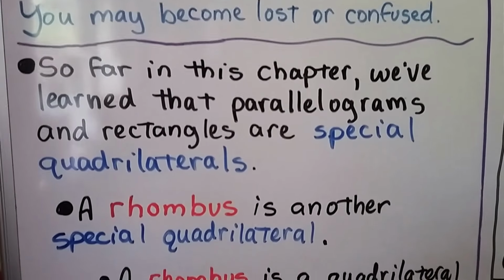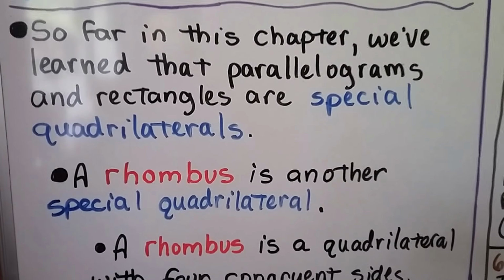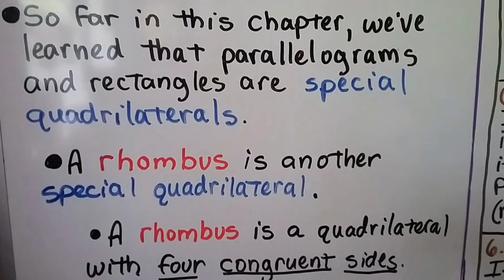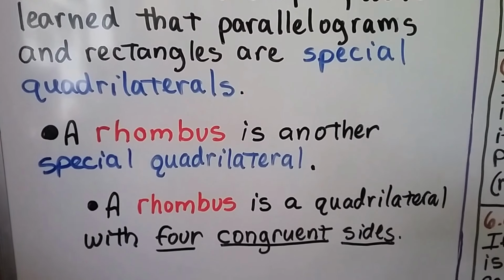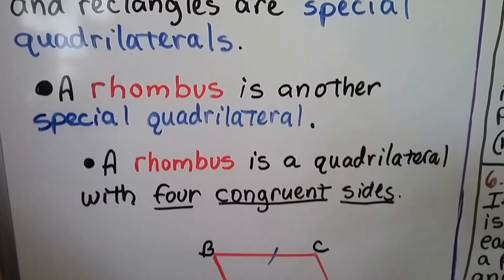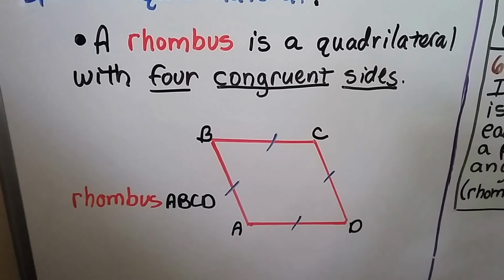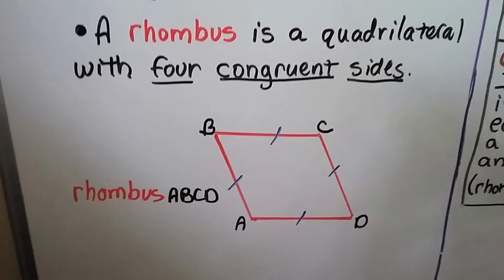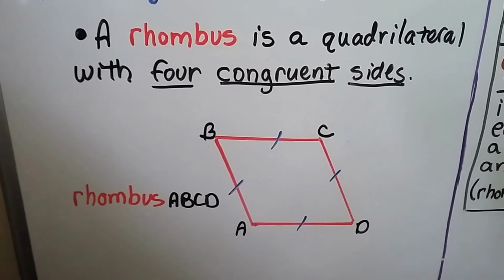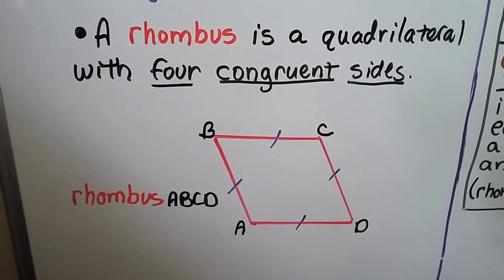Okay? So far in this chapter, we've learned that parallelograms and rectangles are special quadrilaterals. A rhombus is another special quadrilateral. A rhombus is a quadrilateral with 4 congruent sides. So we can see the congruent marks on the sides. This is rhombus ABCD.